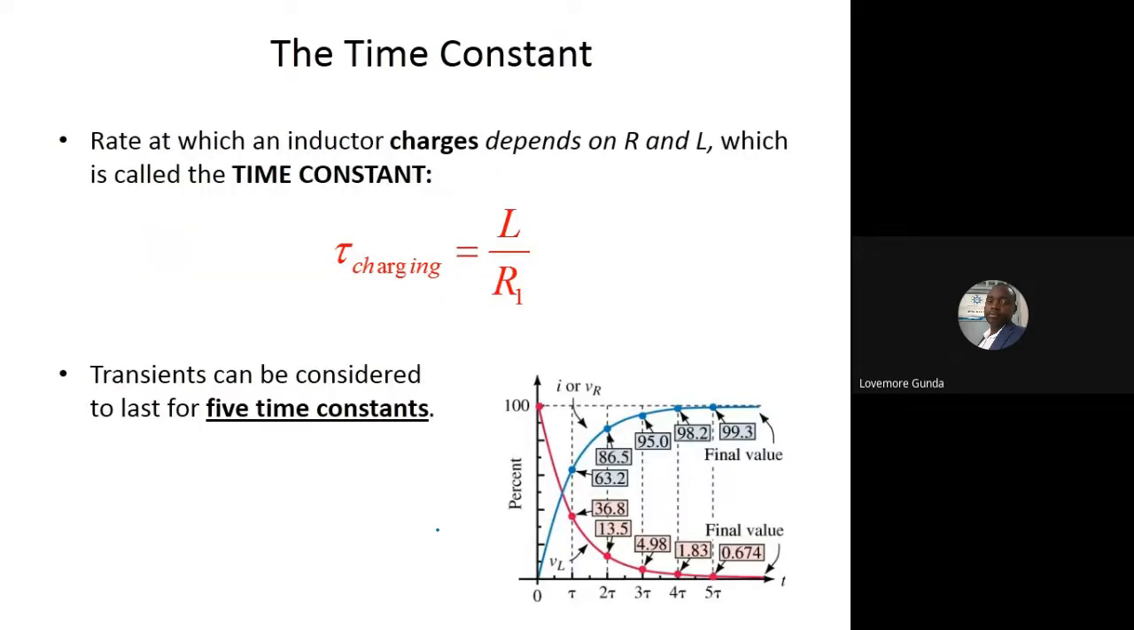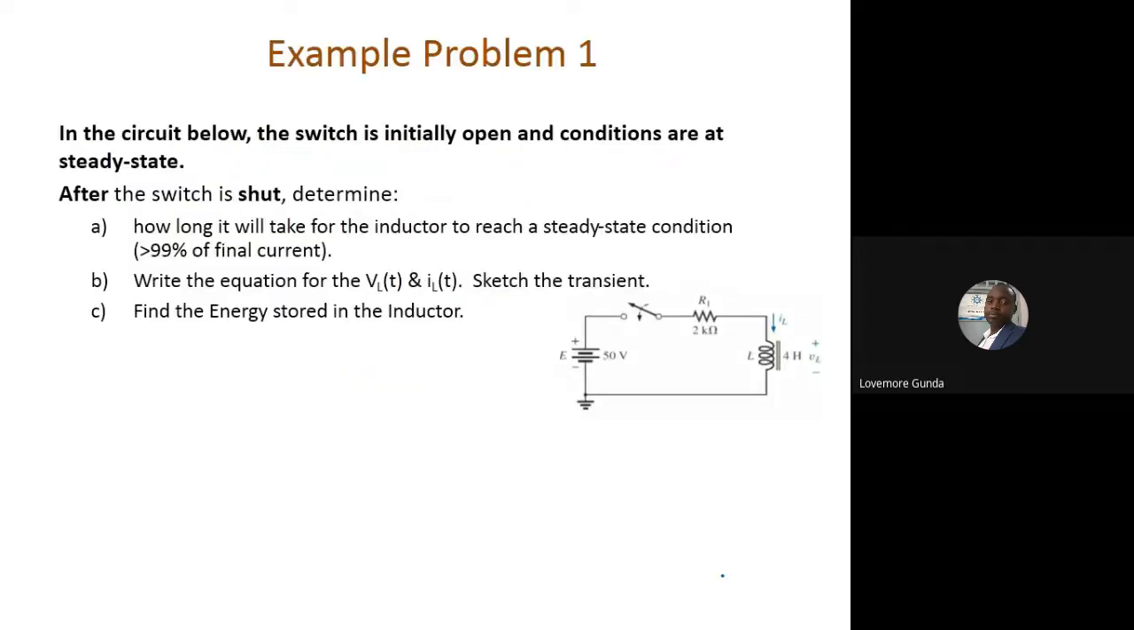Then the rate at which an inductor charges depends on R and L, which is our time constant, L over R. Transients can be considered to last for 5 time constants. I've explained when this is a rise and when this is a drop. So we're saying after 5 time constants, we can assume that we are there.